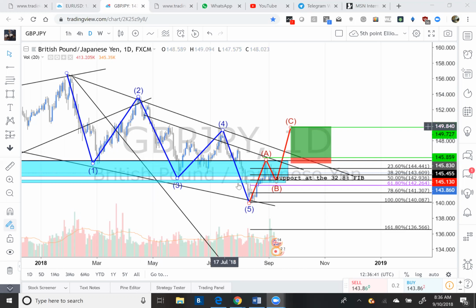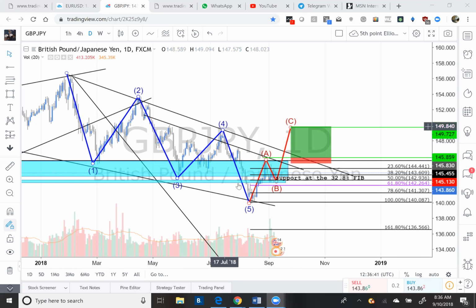So this was the previous move, a bullish wave, and then this was a corrective wave. Anything that is in the opposite direction to the direction the market is moving is a corrective wave, right? So this move here was opposite to the upward, bullish movement. This was a corrective wave.